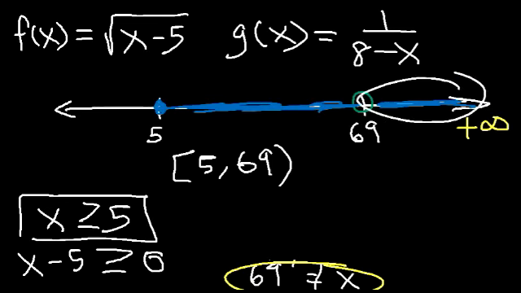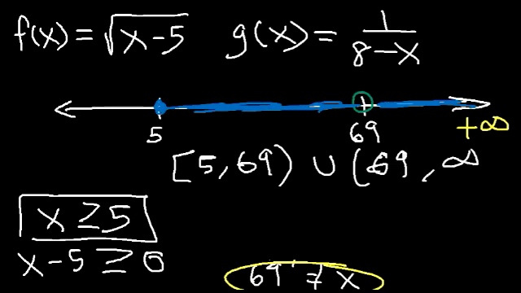Now for the second part, we can see that it ranges from 69 to infinity. So we're going to write union to connect those two parts, 69 to infinity. And that 69 looks terrible. So this is the answer.